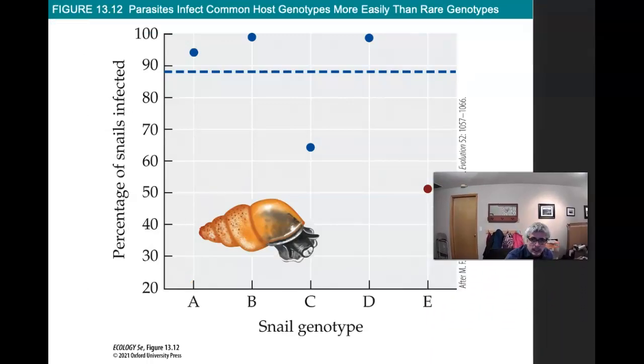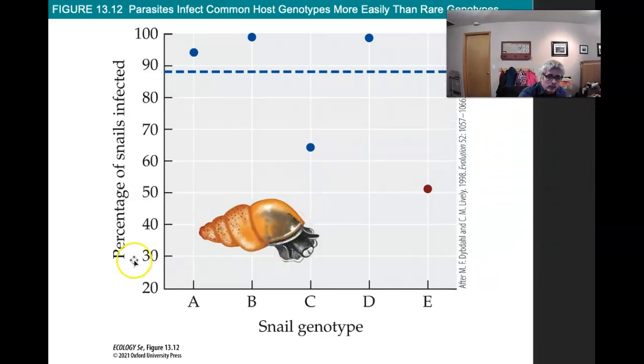This is one looking at snails and the percentage of snails that are infested, with rates of microphallus. Sorry, I was trying to figure out what the parasite was. I forget what the parasite is on this one. But the infection rate, so here's the snail genotypes, A, B, C, D, E. A through D are the darker ones. Those are the more common genotypes. And the red one is the less common genotype.